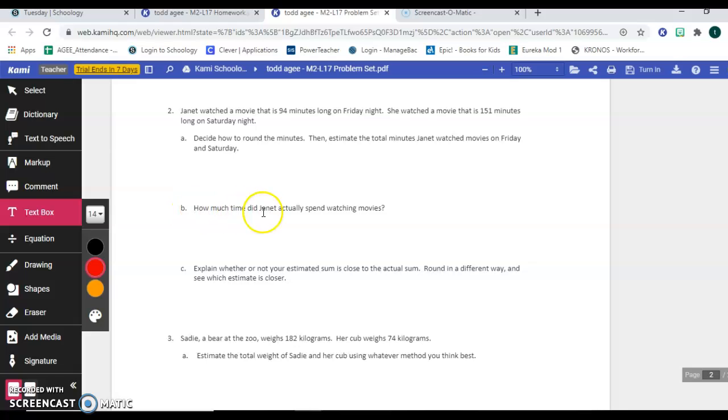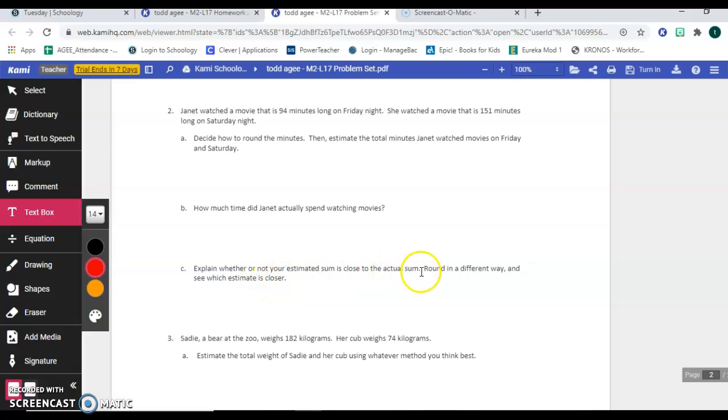And then how much time did Janet actually spend watching the movies? That means solve the problem 94 plus 151. Use the standard algorithm. Practice using it. Practice carrying. I'm noticing with the in-person students, not everybody's got their strategies down pat, and they need the extra practice for using the standard algorithm correctly, making sure you're carrying appropriately when you need to, and not carrying when you don't need to. And then in the end, they ask you to give a little explanation about whether or not your estimated sum is close to the actual sum. Then it says round in a different way and see which estimate is closer.